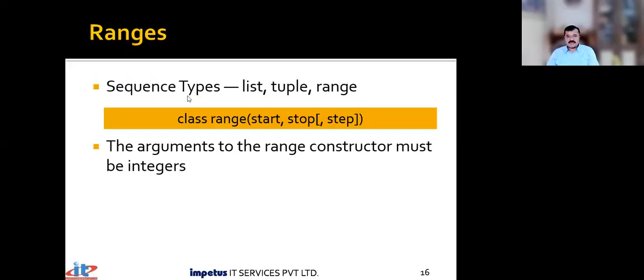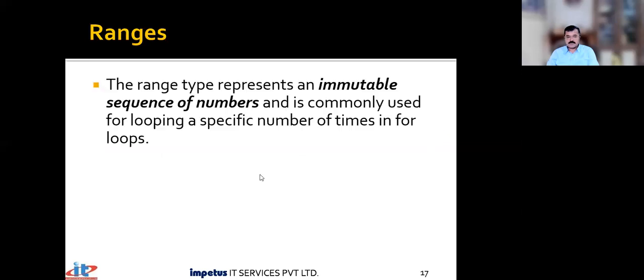So we have sequence types like list, tuple, and range. So range is also a sequence, that means a sequence of values. The arguments to the range constructor must be integers. There is a class called range. It takes 3 parameters, out of which the last parameter is optional: start, stop, and step. Always remember, whatever comes in square brackets is optional. That means start and stop are compulsory, step is optional.